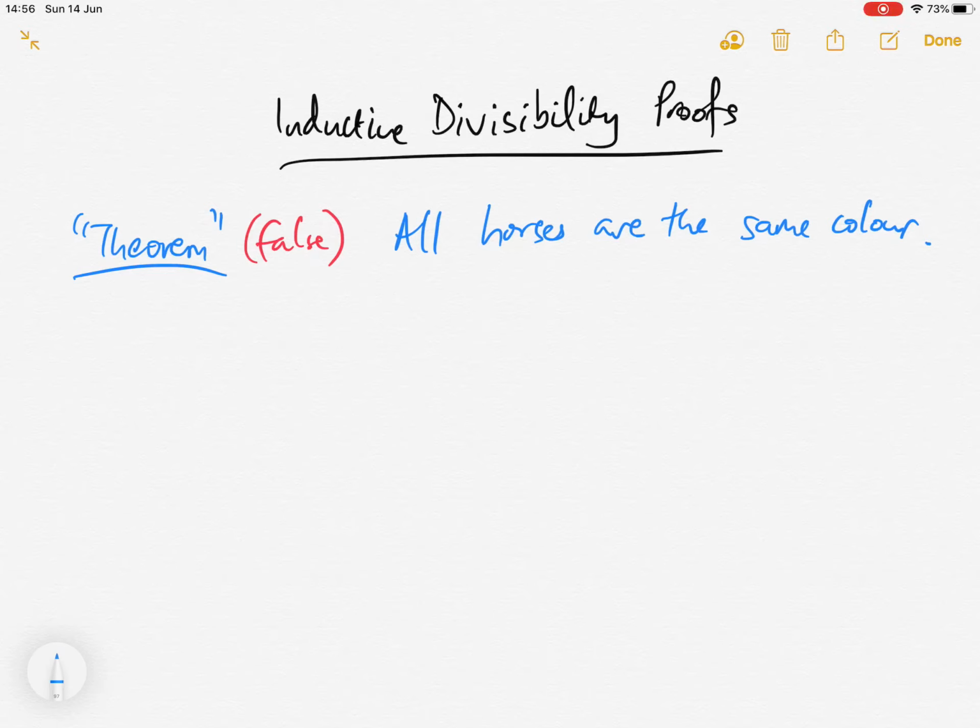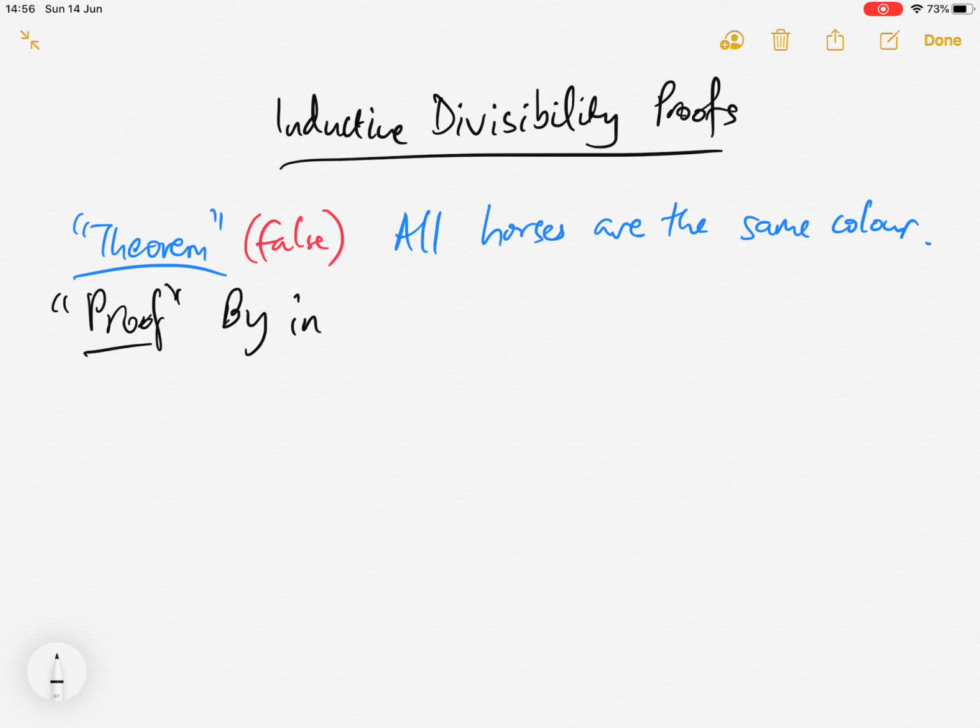So just before we get started with proving things are divisible by certain quantities by induction, let's just first look at this false theorem. The theorem is all horses are the same colour, which hopefully we know is false, but even so, let's consider the following proof, which is obviously not a real proof.